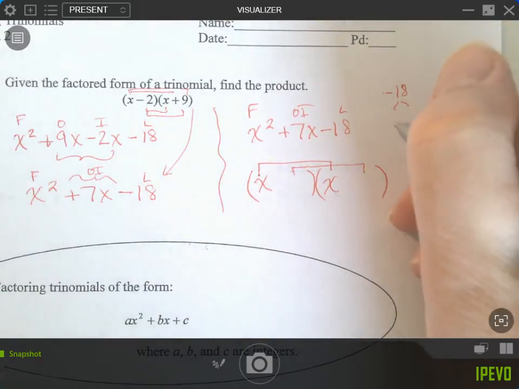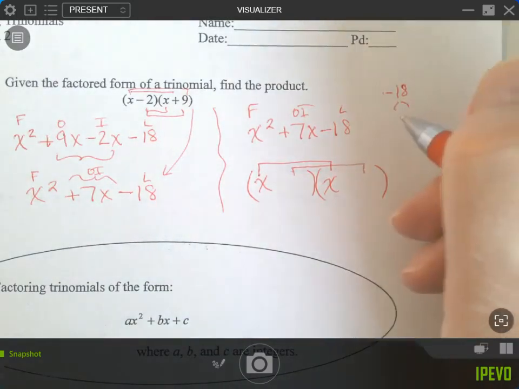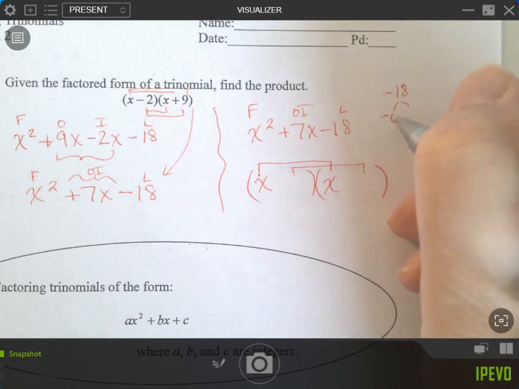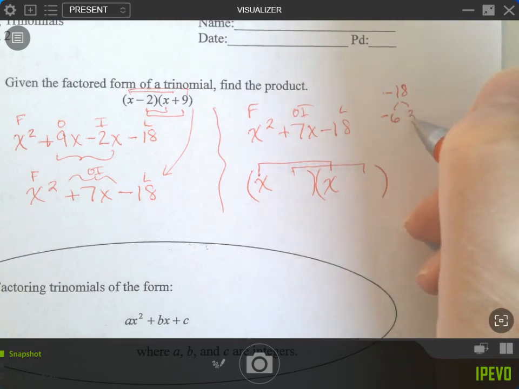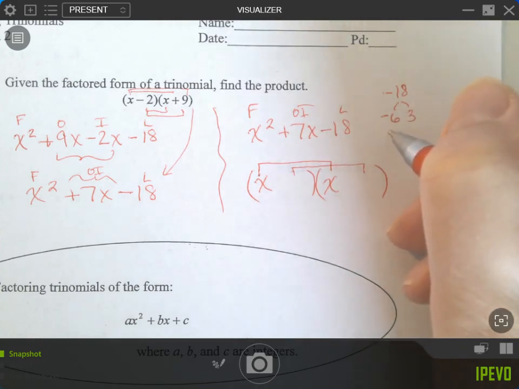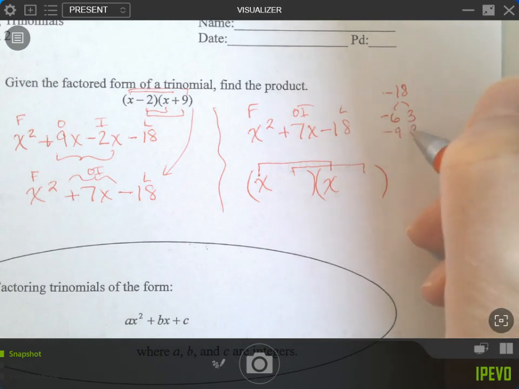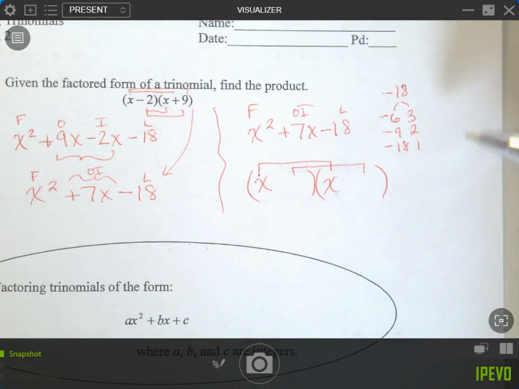Okay, so I can have negative 18 and 1. What else could I have? 18 and negative 1. Okay, negative 6 and 3. What else can I have? Negative 3 and 6, negative 9 and 2. Now, can I flip all these signs like you're saying? Yes. Okay, here's the deal. I don't want to rewrite everything twice.